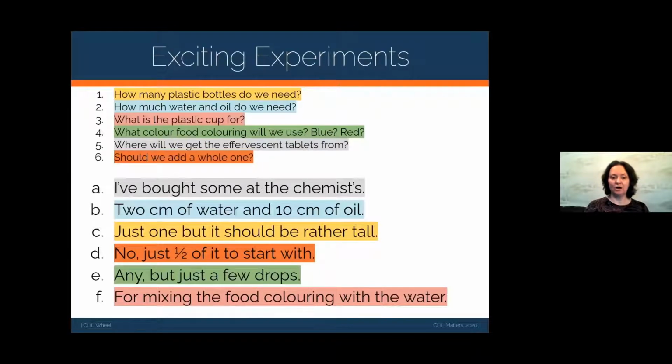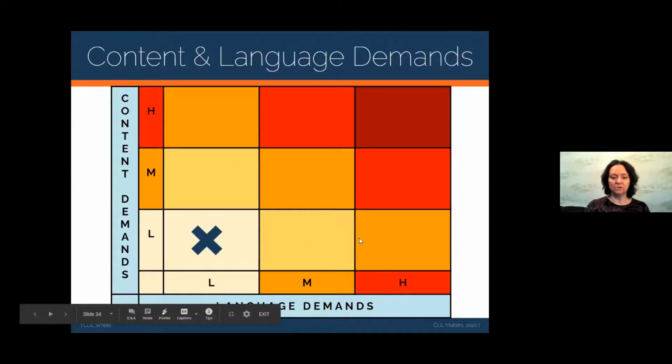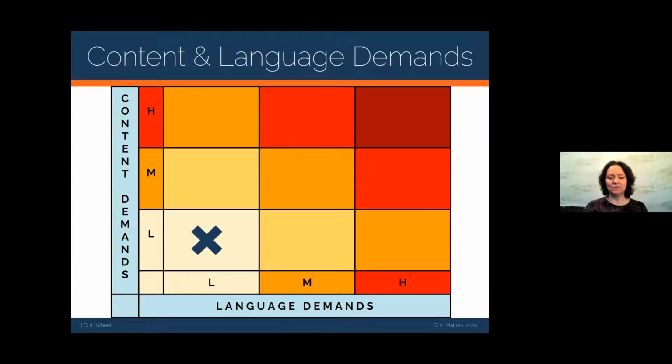So I've got this dialogue. I've got questions, I've got answers. I can do everything looking at the language, really. So where am I here with the content demands and language demands? I would say I'm really here. I'm not challenging the students in terms of chemistry, not yet. I'm not challenging my students with the language. I prepared the activity on the level that I know is their level.